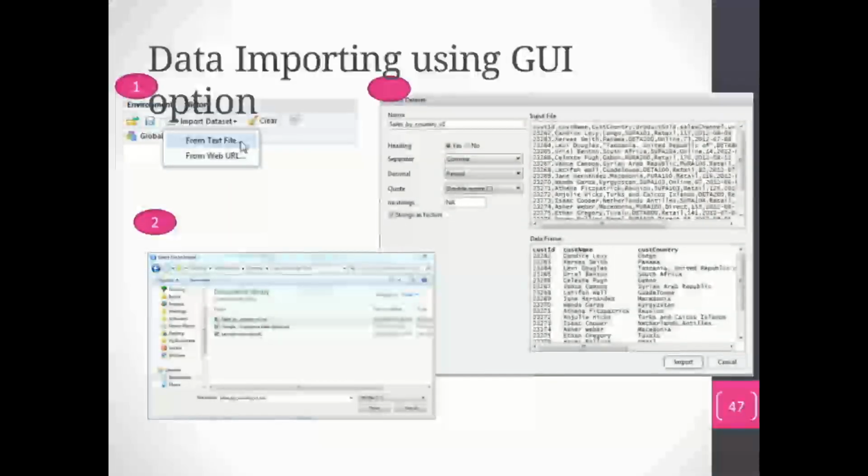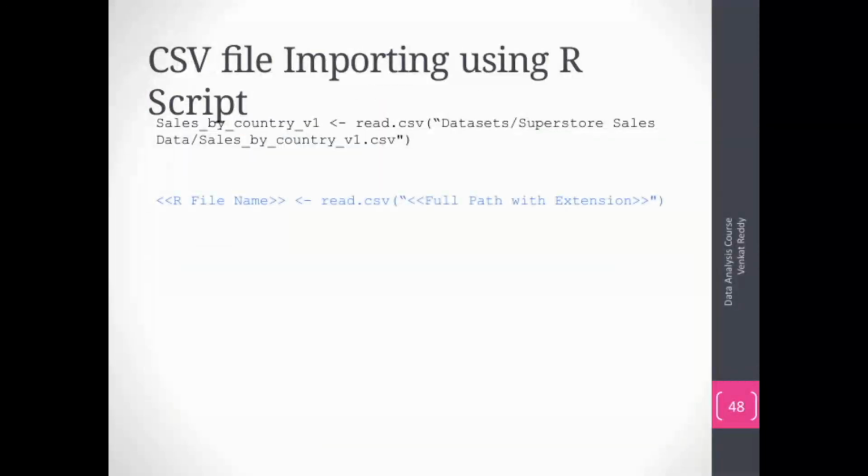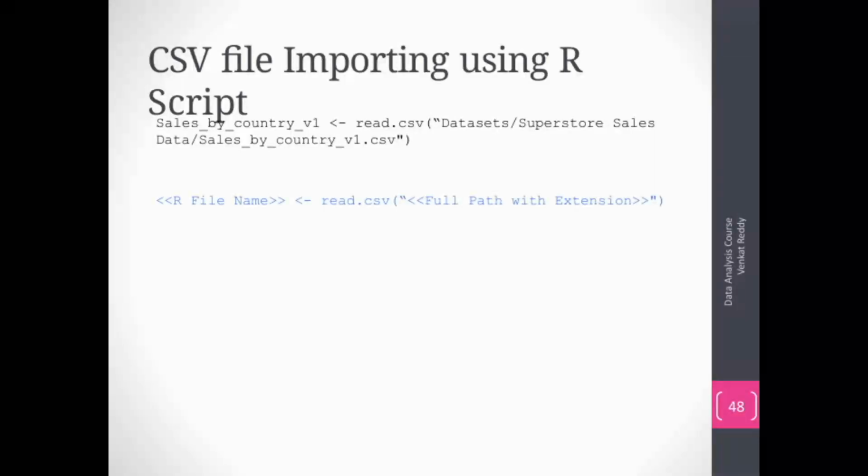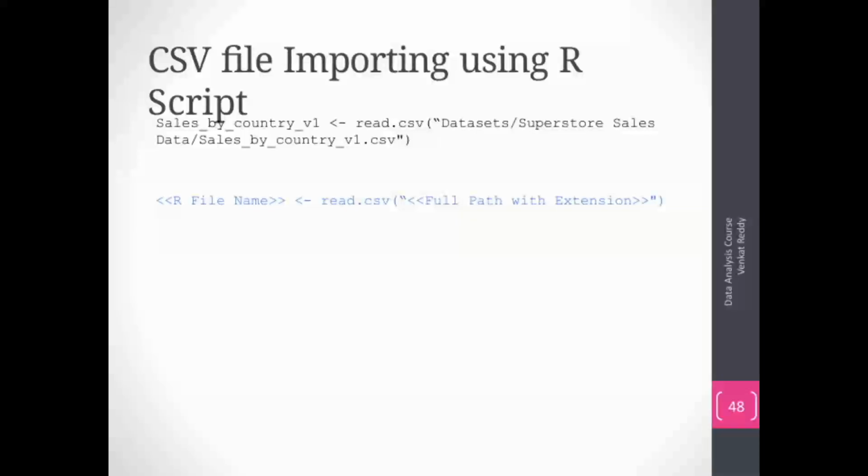What this does is tell R to read in a CSV file from a specified location on your system and store that data into a variable named R file name. Next, we have an example where we're importing a dataset called Sales by Country V1. Notice how the path includes the folder structure, like datasets, Superstore sales data, and then the file name itself. This illustrates how you can organize and access your datasets efficiently.